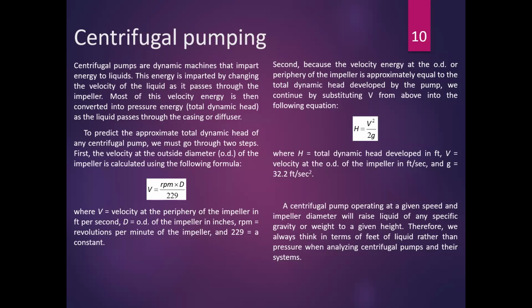So second, because the velocity energy at the OD or periphery of the impeller is approximately equal to the total dynamic head developed by the pump, we continue by substituting B from above into the following equation, where S is the total dynamic head developed in feet, B is the velocity at the OD of the impeller in feet per second, and G is 32.2 feet per second squared. So makuha mo ng equivalent head, and that is the total dynamic head. So kita nyo doon yung velocity at the periphery is the equivalent sa total dynamic head, kasi yun yung force mo, ma-force yung liquid para mag-flow sa pipe.